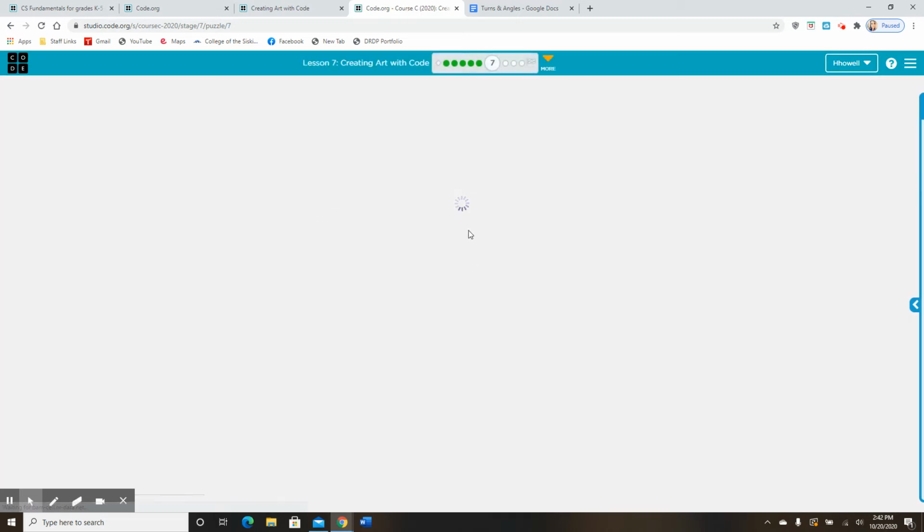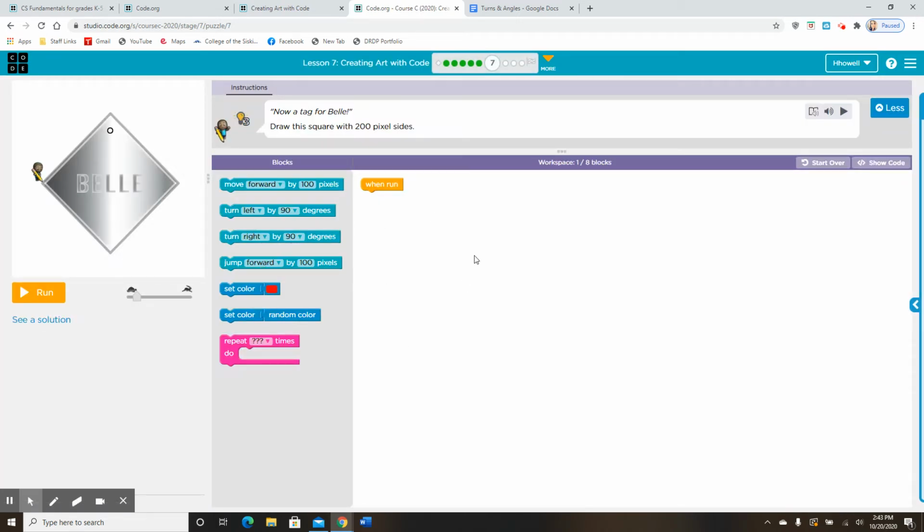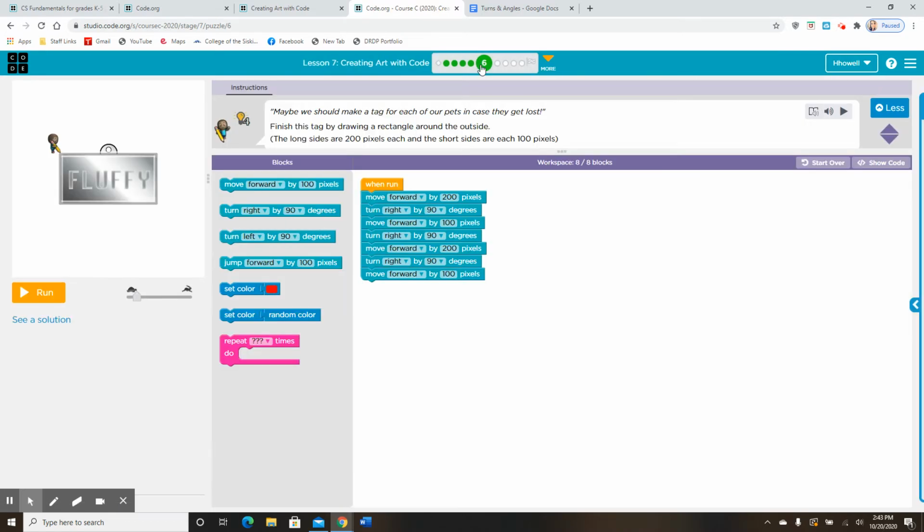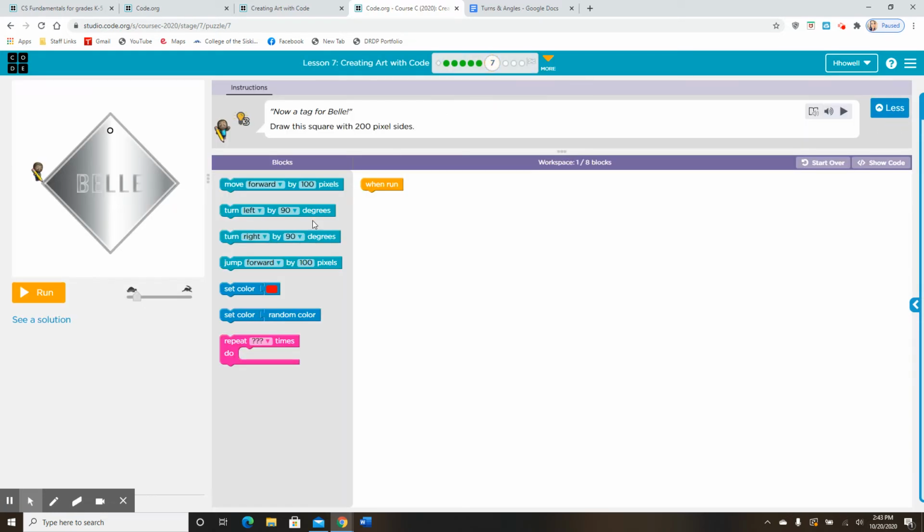I hope you guys played around with your degree buttons. So here we are, and we have a tag for Belle. What was the last one's name? Fluffy. And now we're going to Belle. Whoops. Okay. This is a tag for Belle. Draw this square with 200 pixel sides. Okay, so the angles might be different right here. So it's important you guys look right here in order to determine what angle you need.